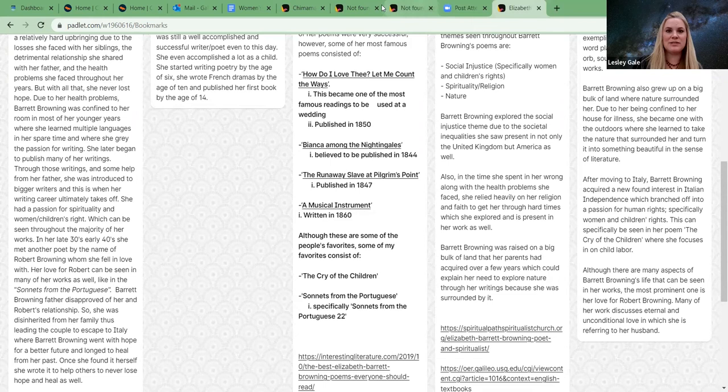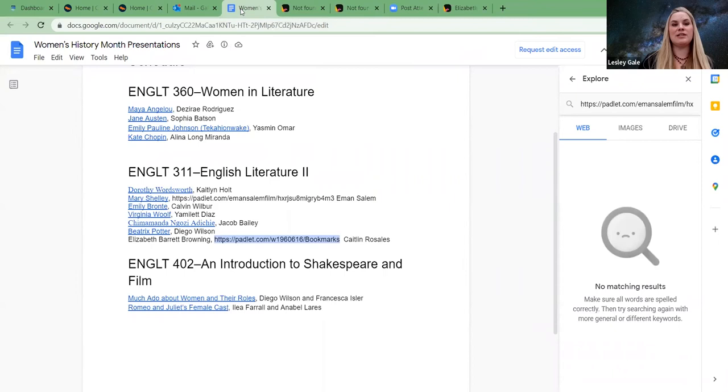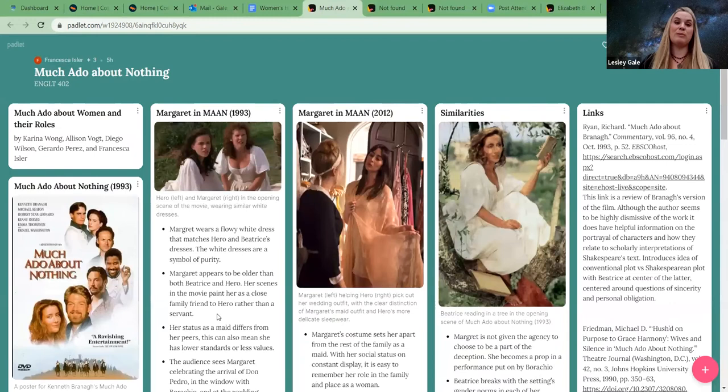So, the introduction to the Shakespeare and Film class: we decided to focus the Padlets on the two plays that we've studied so far. We saw two films for each of these plays. In each of those films, there were different representations of the female characters within the plays. So these Padlets highlight some of those differences and what the students have discovered about the way they were portrayed in film.